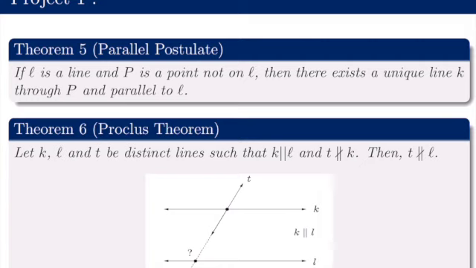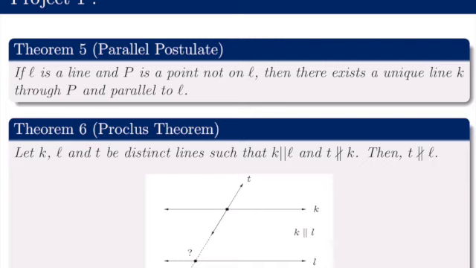So again, this uniqueness factor right here is extremely important. And then again, we have Proclus's theorem, which says that let K, L, and T be distinct lines, such that K is parallel to L and that T is not parallel to K. Then that would imply that T is also not parallel to L. So T would intersect L at some point that's right here, or it could be over here, depending on where T is.